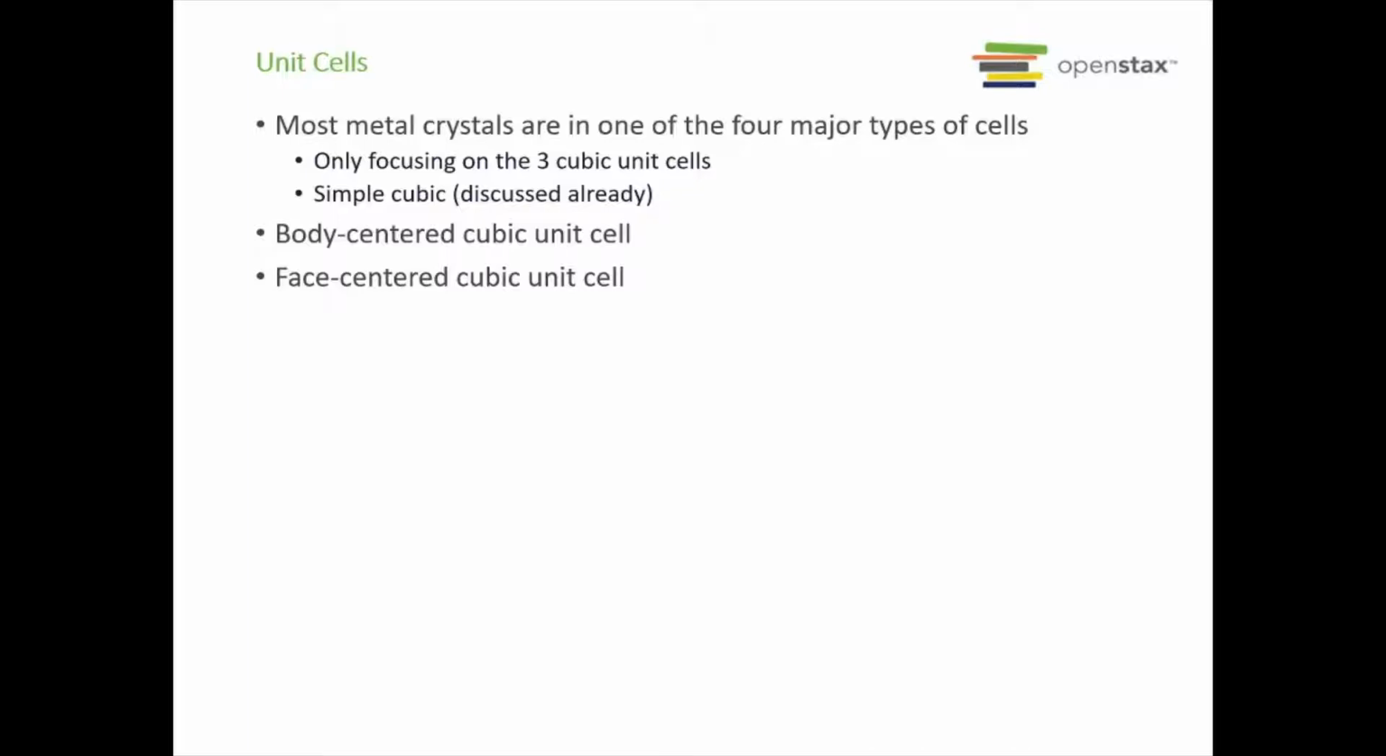So let's talk about some other unit cells. We already talked about the simple cubic, but there are actually 4 major types of cells, and we're only focusing on the 3 cubic ones. Simple cubic, which we talked about, and then we're going to talk about body-centered cubic and face-centered cubic.